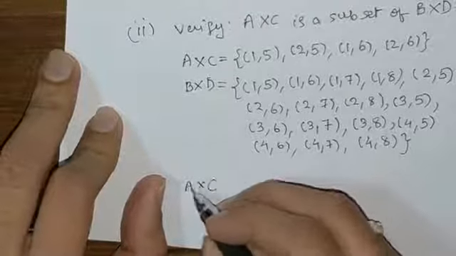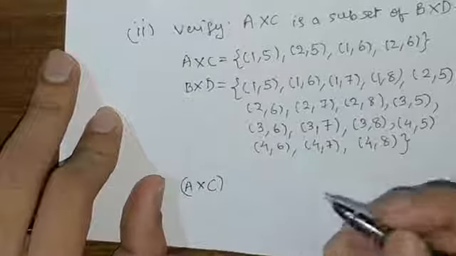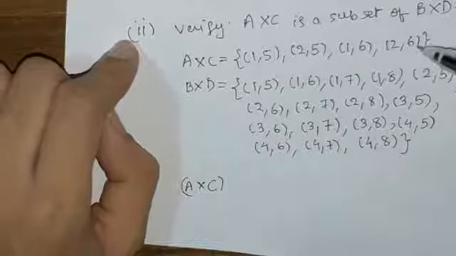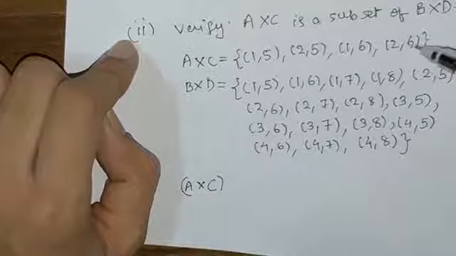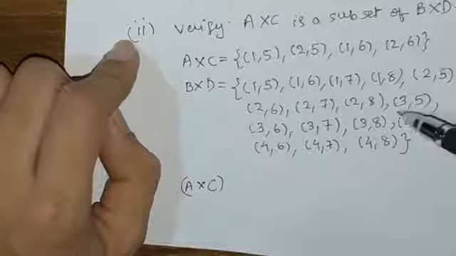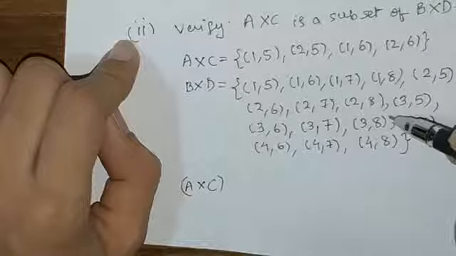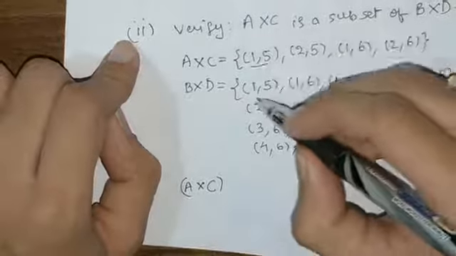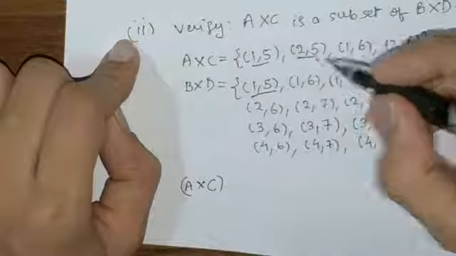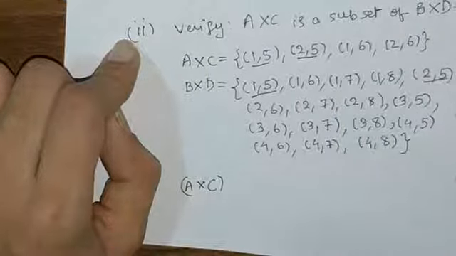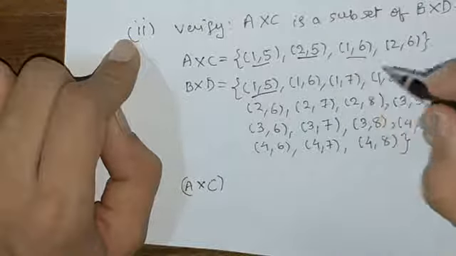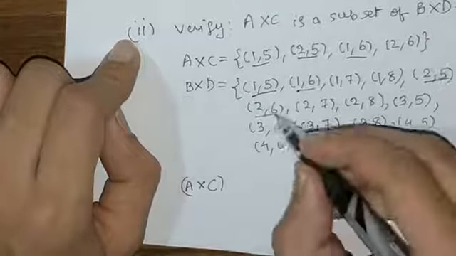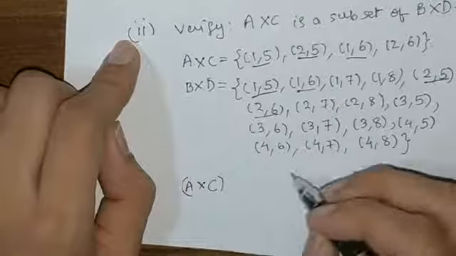A cross C has every element in the set B cross D. (1, 5) is there here, (2, 5) is there here, (1, 6) is there here, (2, 6) is there here.